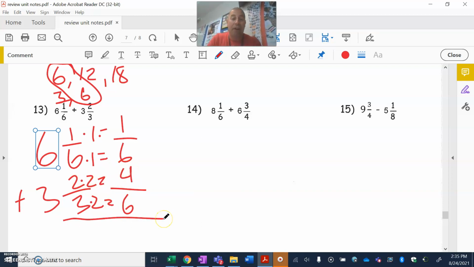So I'm ready to add my fractions because it's an addition problem. So 1/6 plus 4/6 is 5/6. And then all we have to do is add the whole numbers. So 6 and 3, that's a 9. So the real work going on is with the fractions. The whole numbers, if it's an addition problem, add. If it's a subtraction problem, well, then we're just simply going to subtract.